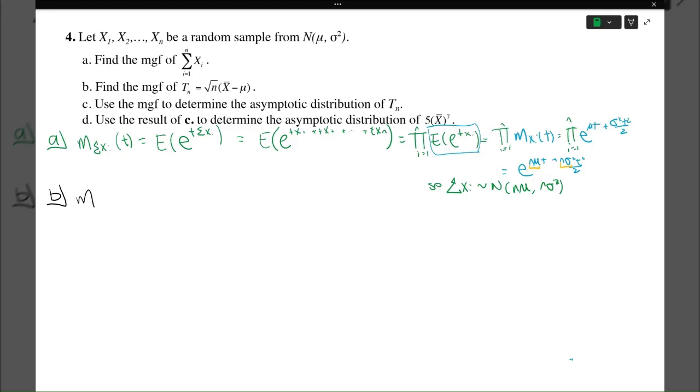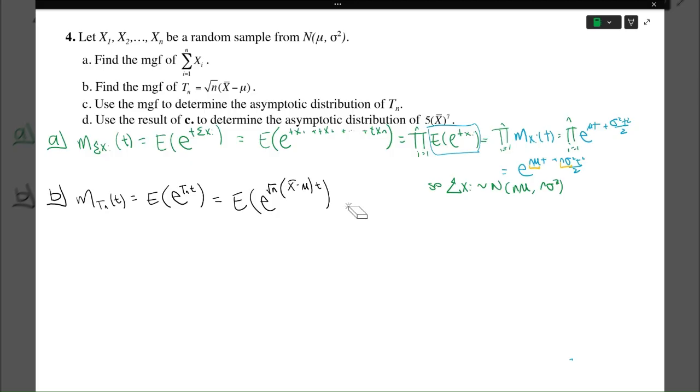By the same token, we want to find the MGF of T sub n. Main goal here is to piggyback off of what we were able to discover in part A. And so as soon as we can get the expression that we see here as part of this problem in B, the better, right? We want to use that expression somehow in our work here. So I'm going to say radical n times x bar minus mu times t, just defining what T sub n is.